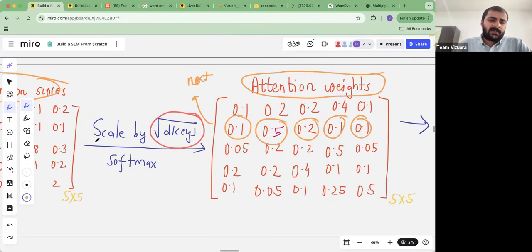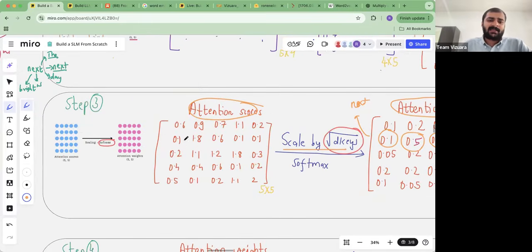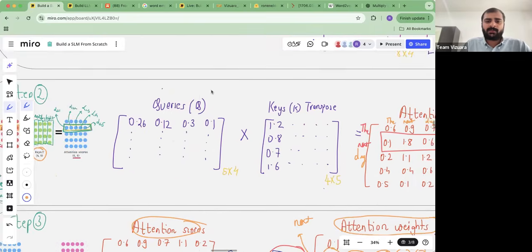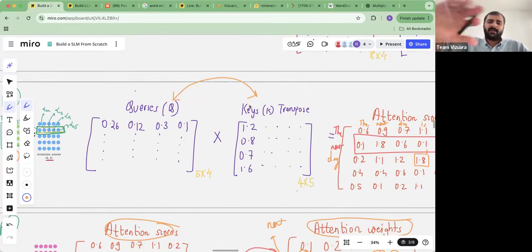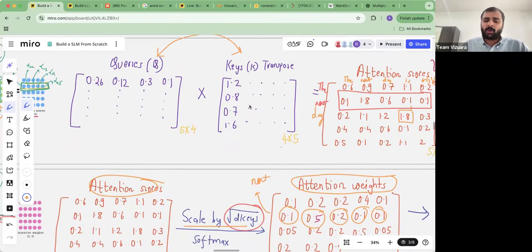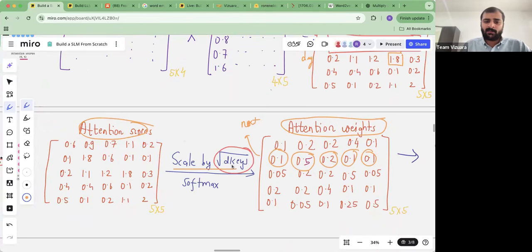You may be wondering, why are we scaling with the square root of the keys dimension? There is one reason for it. When you are computing queries times keys transpose, if you don't divide by the square root of the keys dimension, the variance of this matrix keeps increasing as the dimension increases. That's not what we want when we get the attention scores. That's why we divide by the square root of the keys dimension. It makes sure the variance of every row stays very close to 1 and stabilizes training.